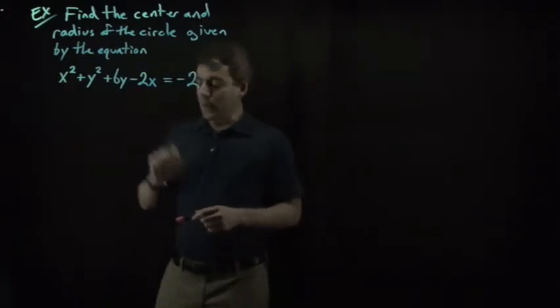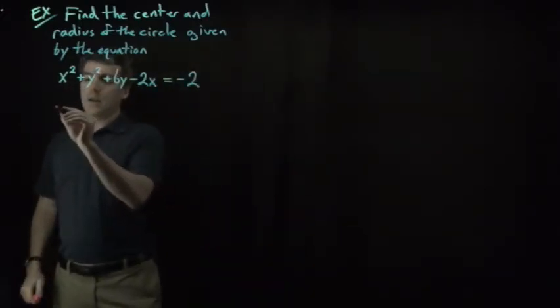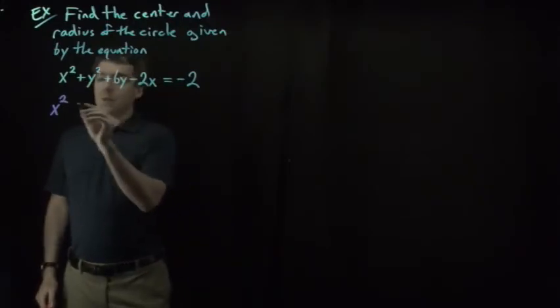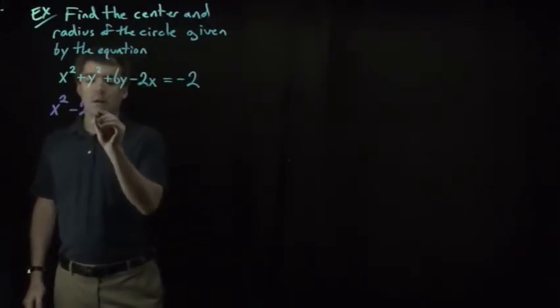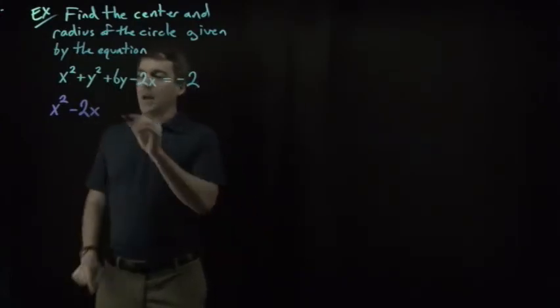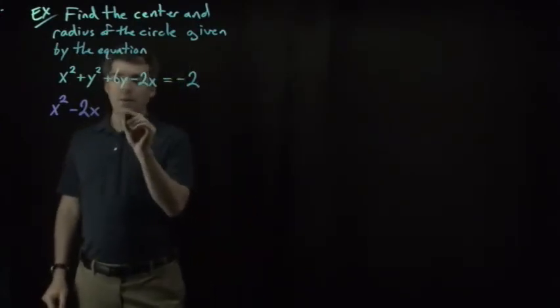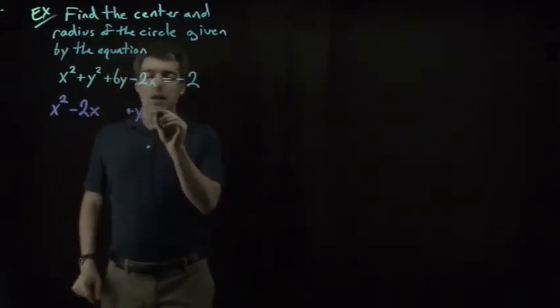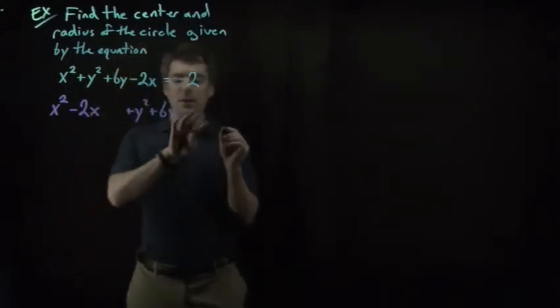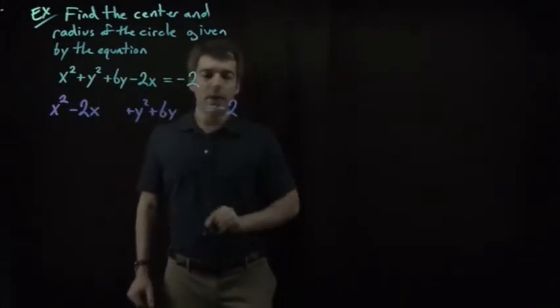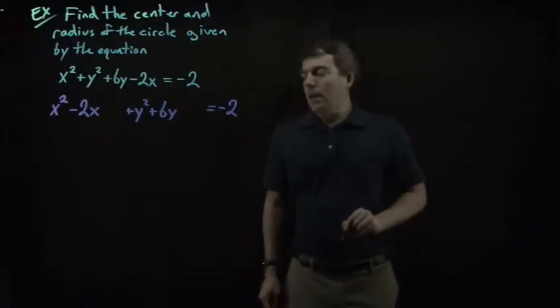So let's start with the x squared. So I have x squared, and then we have a minus 2x. All right, and then there's some space here, plus y squared plus 6y, and I'll leave some space, equals negative 2.